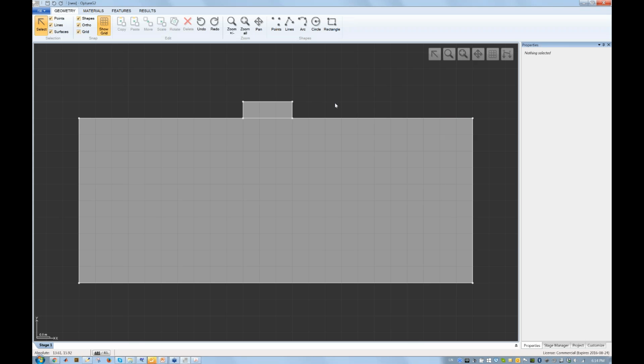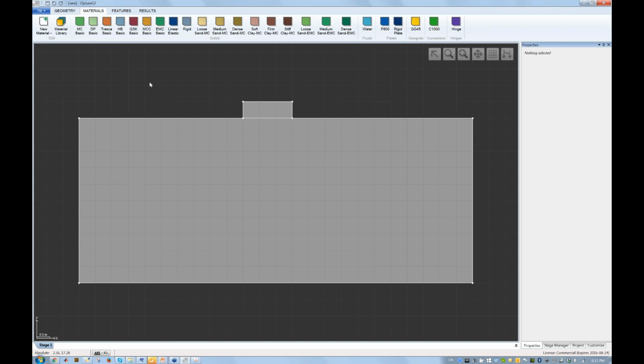So we don't have this menu system where you have a menu and then you enter into a submenu and a submenu, and you get deeper and deeper into a sort of directory tree. Everything is on the surface. So that's geometry. Materials, and again, the materials are listed up here.